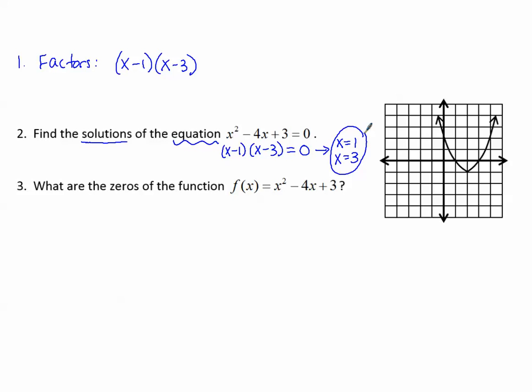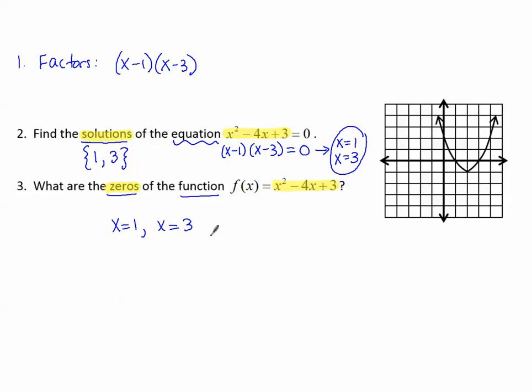Those were our solutions. Remember, another way to write solutions is in a set, like 1, 3 with the squiggly brackets. What are the zeros of the function f of x equals x squared minus 4x plus 3? Well, again, this is the same quadratic, so it's basically asking for the same thing, and we know that zeros mean the same thing as solutions. So however it asks, we mean to find those same x-intercepts, x equals 1 and x equals 3.